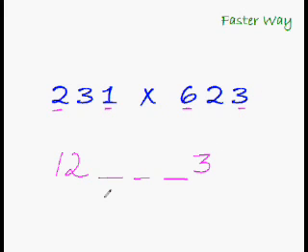Now to get the first middle digit, you have to do the rainbow multiplication between the first two digits. So 2 times 2 is 4. 3 times 6 is 18. 18 plus 4 is 22.